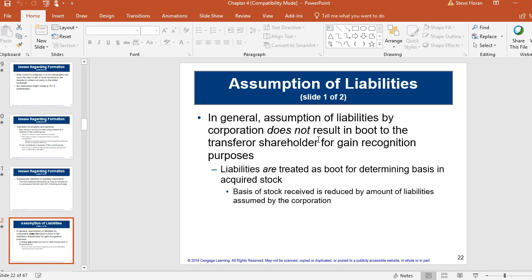The next part is about assumption of liabilities. And I should mention too, they go through lots of property examples in Chapter 4. Pages 7, 8, and 9 are several examples of transfers. Then they talk about the assumption of liabilities on pages 10 and 11. So in general, assumption of liabilities by the corporation does not result in boot to the transferor shareholder, or gain recognition purposes. Liabilities are treated as boot for determining basis in the acquired stock.